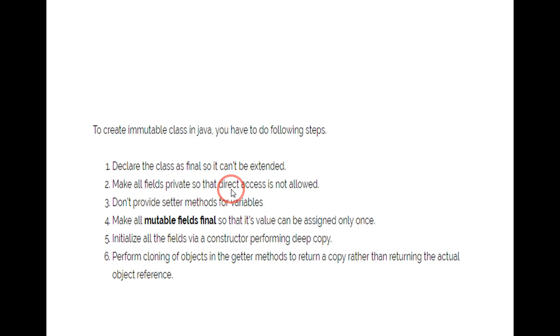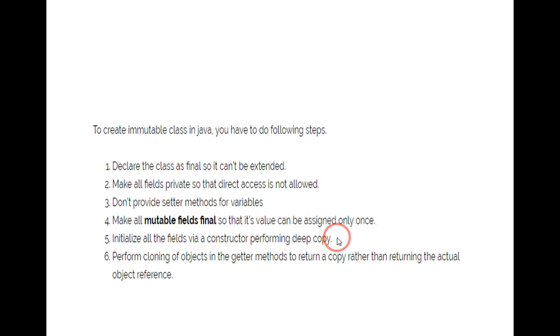The third is don't provide a setter method for variables. For each and every attribute of objects, we generally create a getter and setter method. Make sure you are not creating a setter method for any variable, any data member. And make all mutable fields final so that the value can be assigned only once. We have to make an object whose state should not get modified, so we make the field final so that it cannot be changed once it is assigned, only once.